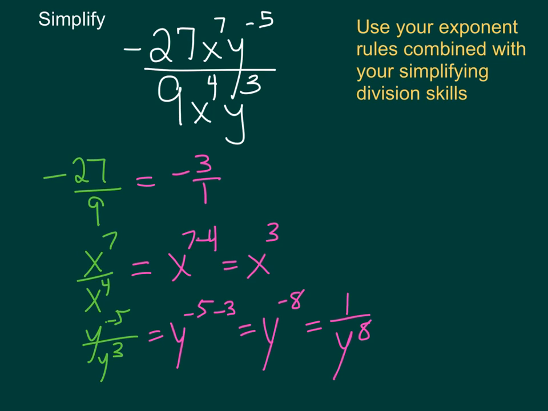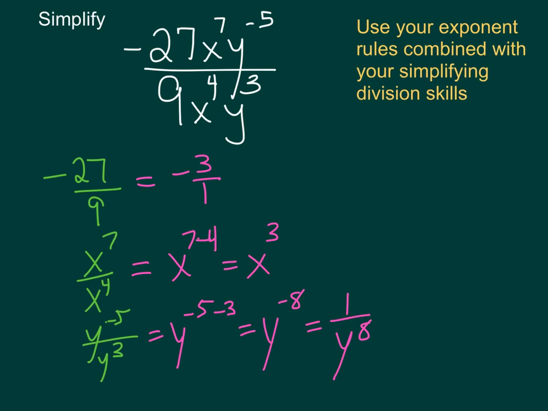Okay, so yes, good old days, negative 27 over 9 is the same thing as negative 3 over 1. X to the 7th over x to the 4th is the same thing as x to the 7th minus 4, which is x cubed. And y to the negative 5th over y to the positive 3 is the same thing as y to the negative 5 minus 3, which equals y to the negative 8, which is the same thing as 1 over y to the 8th.